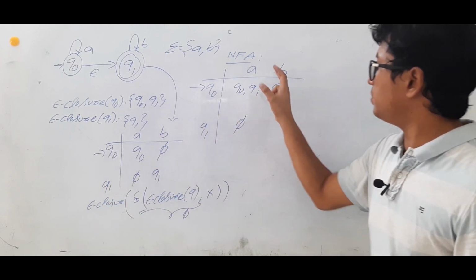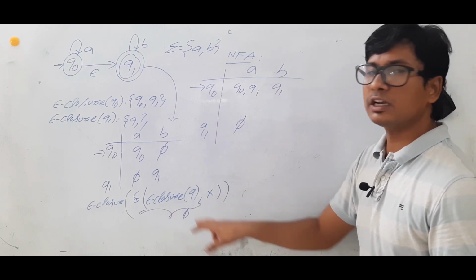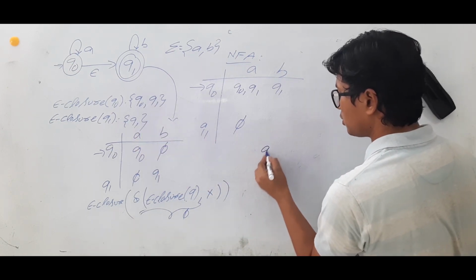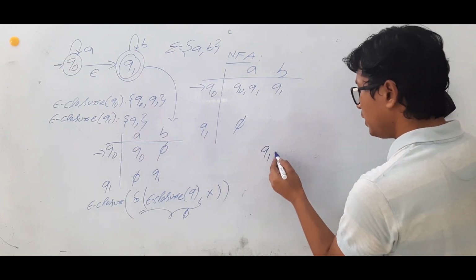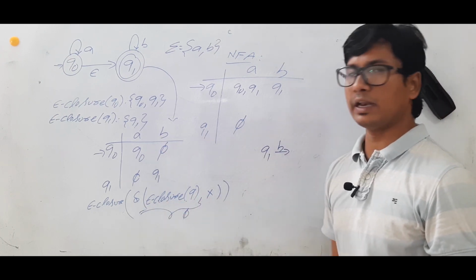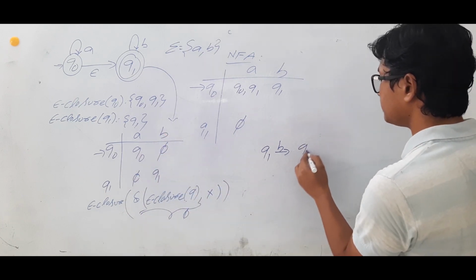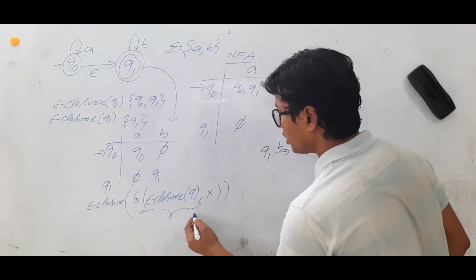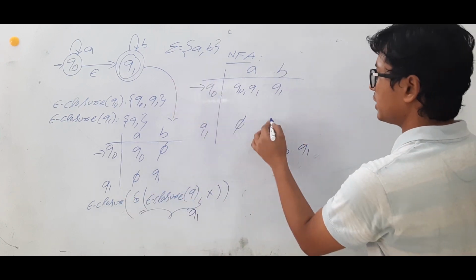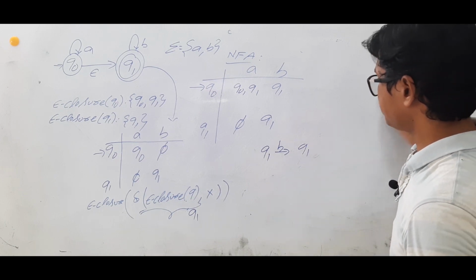Now Q1 on B I need to check. Q1 on B. So first what I will do? I will calculate the epsilon closure of Q1. What is the epsilon closure of Q1? Q1 alone. Now Q1 on B, the transition I need to find. Q1 on B is Q1. So in total I got Q1 here. Now epsilon closure of Q1 is Q1. So Q1 on B is going to Q1.